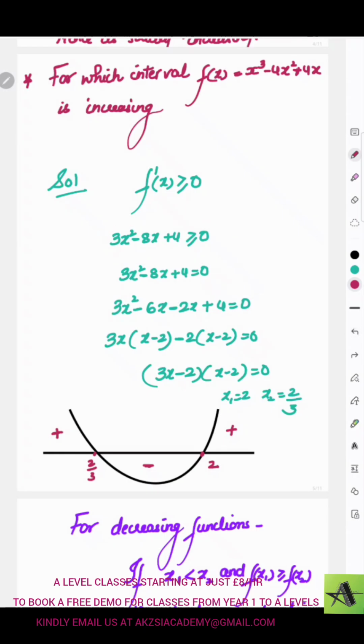That means we have to find the positive region, because greater than or equal to 0 means the values above the x-axis. So this region and this region will give me the range. So I can say for all the values lesser than 2 over 3, so negative infinity comma 2 over 3, union 2 to infinity. That's basically the domain under which this particular function is increasing.